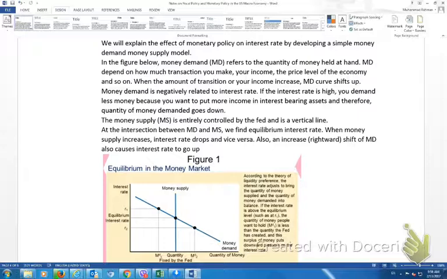Okay, the money supply is a very simple process. We believe that the money supply of the economy is entirely controlled by the Fed, so it doesn't really depend on the level of interest rate that is available in the economy. So therefore, we can argue that the money supply curve is vertical. Okay, so now let us spend a little bit of time trying to understand how the money demand curve and money supply curve affect the interest rate.